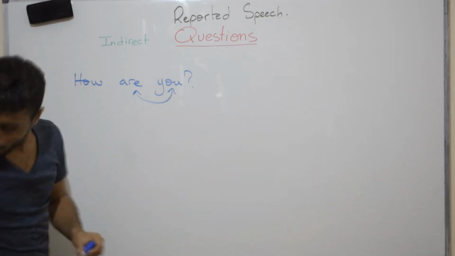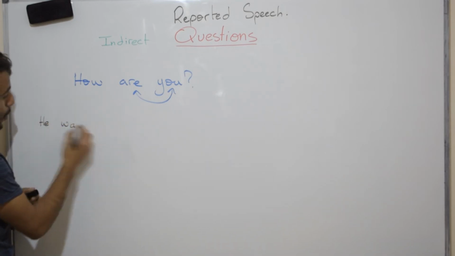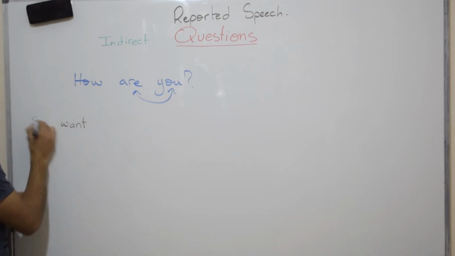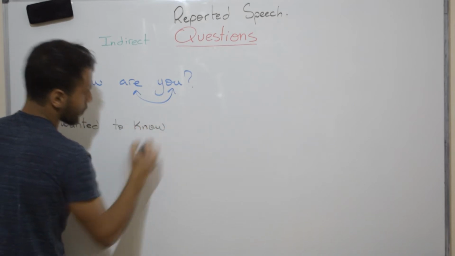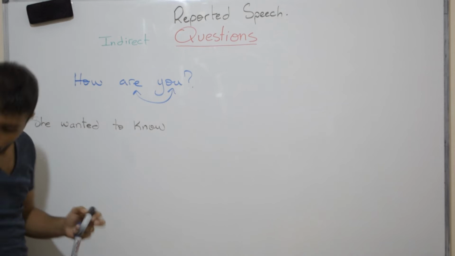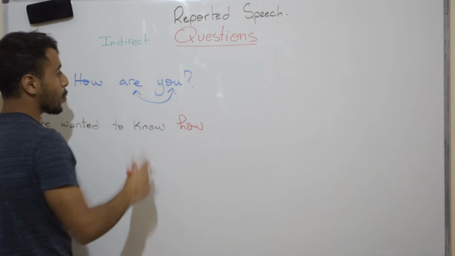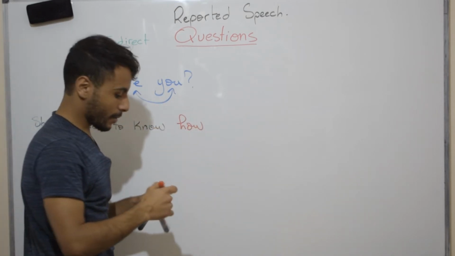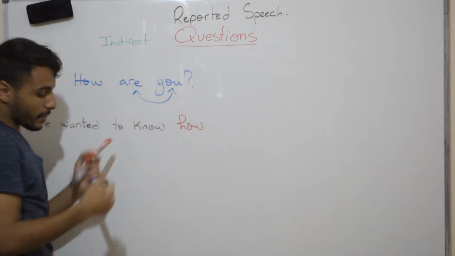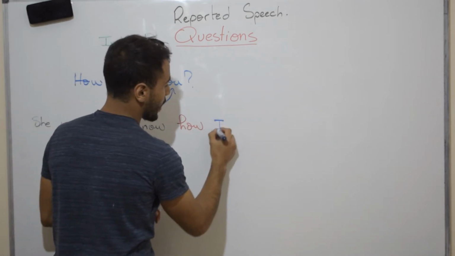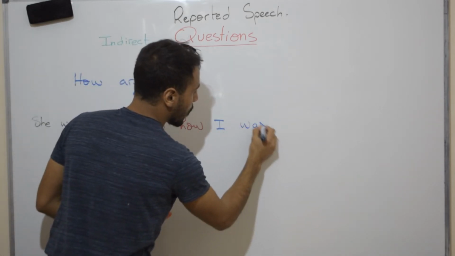So, it's the same thing again with the reporting sentence. He wanted to know, or she wanted to know. Okay, let's change it this time to she. She wanted to know. As I said, keep the WH word. How? And do I have to start with the verb? No, it's not a question. She wanted to know how. Start with the subject this time. You becomes I. And the verb is in simple present, becomes simple past. How I was.